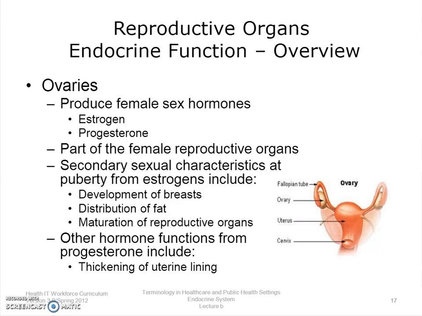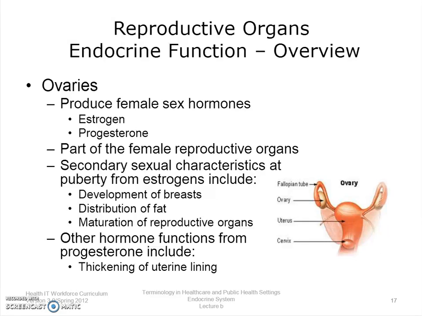These hormones contribute to the development and function of the female reproductive organs and the development of the secondary sex characteristics. At the onset of puberty, estrogen promotes development of the breasts, distribution of fat evidenced in the hips, legs, and breasts, and maturation of the reproductive organs such as the uterus and vagina.